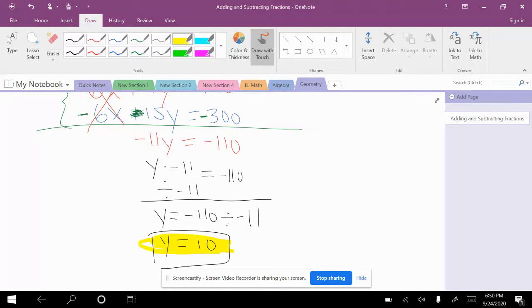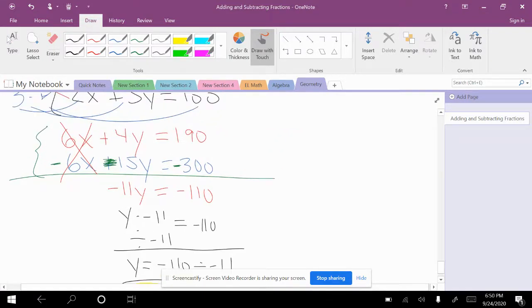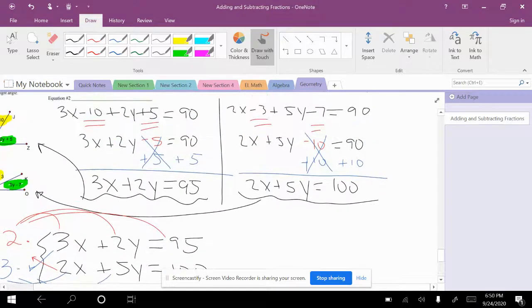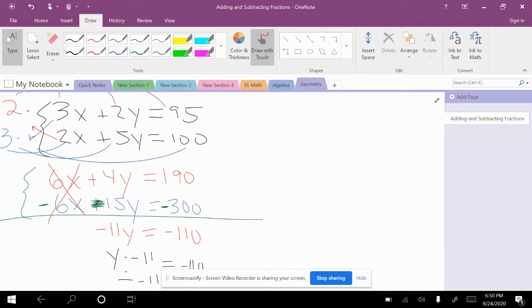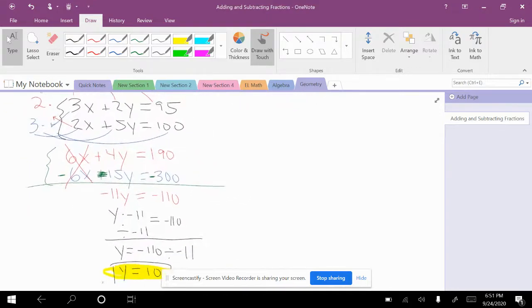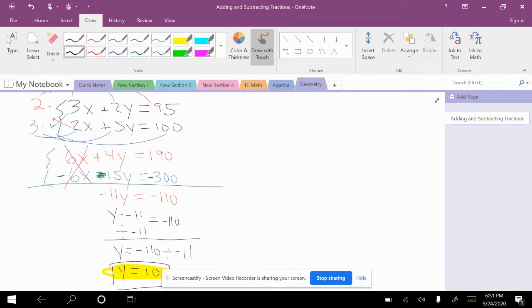So now we need to find x. Ahora necesitamos encontrar x. I can use whatever equation I'd like. So I'm going to use, I think the second one looks a little bit easier. So I'm going to start with 2x plus 5y equals 100. Puedes escoger cualquier ecuación, no importa cuál. You can choose whatever equation, it doesn't matter which one.